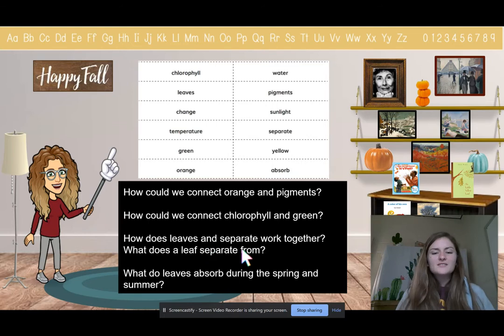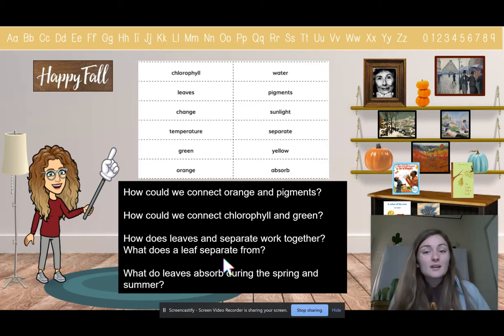How do leaves and separate work together? What does a leaf separate from? What do leaves move away from in the fall? Tell me in the puzzle. Leaves separate from trees at the end of fall. Why do they separate from trees? Because the trees have got all that food from the leaves and it's getting ready for winter.